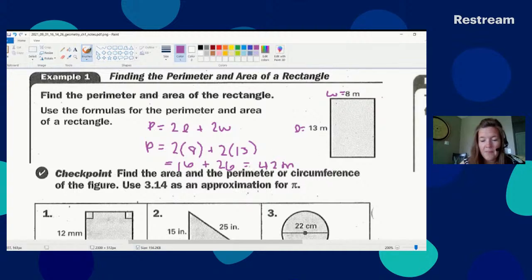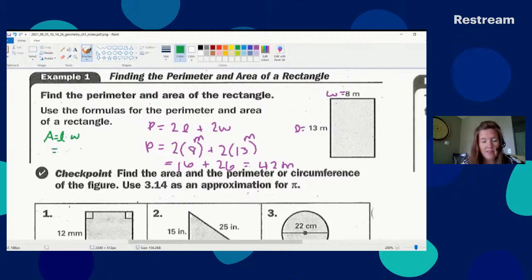Notice we didn't multiply anything. If I would put my units in here, this is just 8 meters and 13 meters. So we're not squaring anything. This is just 42 meters. That's what it's going to take if I'm going to walk around the outside of my rectangle. Okay. And then for area, remember area is length times width.